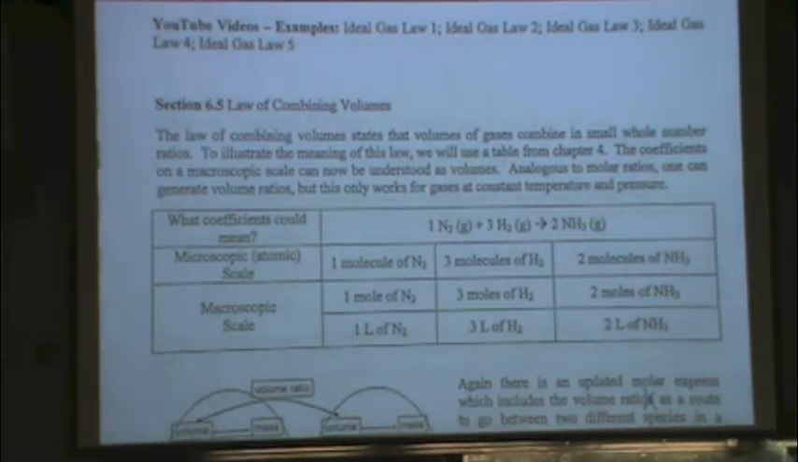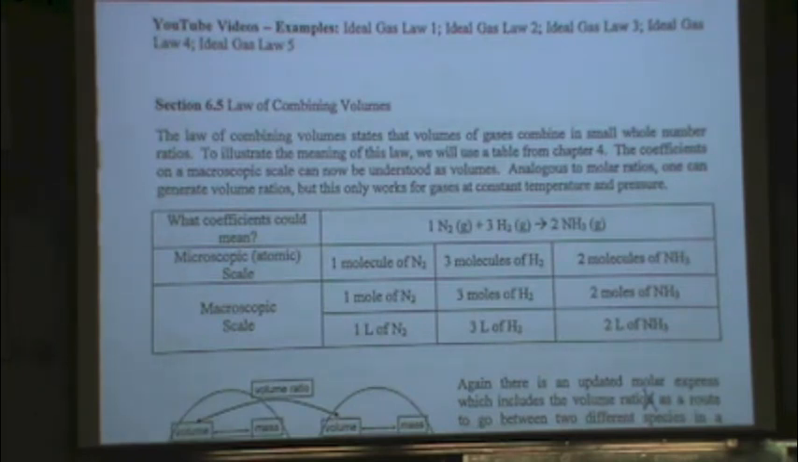Okay, I have this reaction, N2, you've seen it before, this is the Haber process. N2 plus 3H2 goes to 2NH3. We saw part of this table before on the microscopic scale, which we're not really using in class. 1 molecule of N2 plus 3 molecules of H2 go to 2 molecules of NH3. But we're thinking more on the macroscopic scale. So far, we've thought of the coefficients as moles. 1 mole of N2 plus 3 moles of H2 go to 2 moles of NH3.